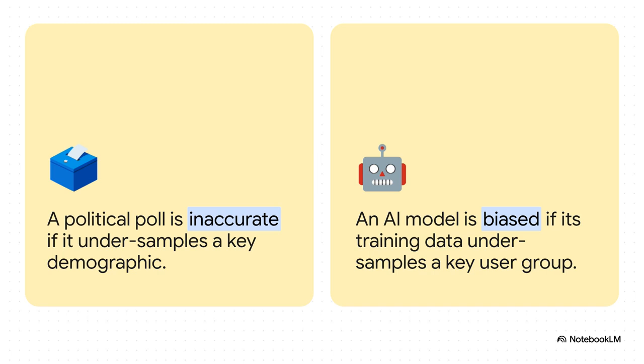A really easy way to think about this is to compare it to a political poll. We all know that if a pollster only surveys people in one neighborhood, their predictions for the whole country are going to be totally wrong, right? It is the exact same principle for AI. If your data doesn't properly represent all of your users, your model will be fundamentally broken for some of them.